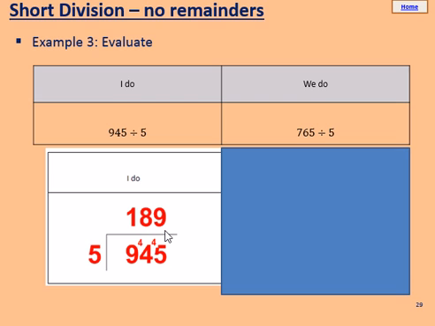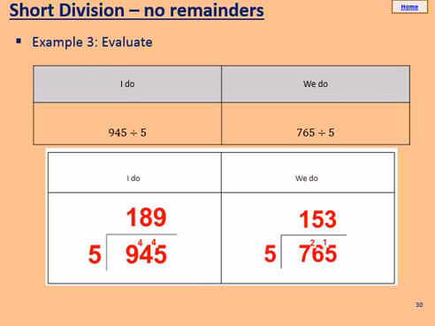Please pause the video and try the we do for yourselves. 765 divided by 5. We'll go through the answer in a minute. Okay, so for an answer you should have got 153. 5 into 7 goes once, remainder 2. 5 into 26 goes 5 times, remainder 1, and 5 into 15 goes 3 times with no remainder. So our answer is 153. Give yourself a tick and green pen if you got that right.